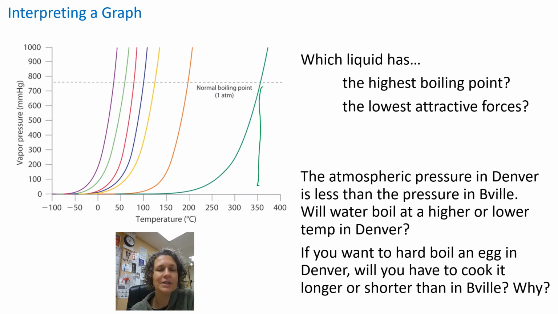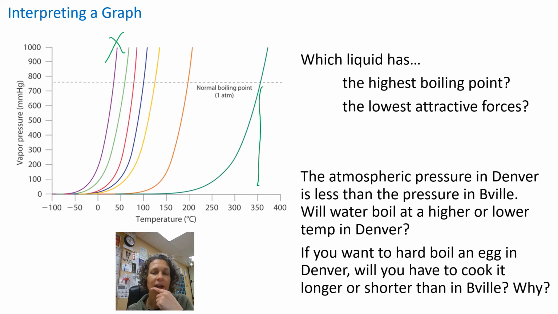I don't know what they are, obviously. And then which one has the lowest attractive forces? Which one's going to boil the fastest or at the lowest temperature? Looks like that one is the purple line. So again, it's just kind of reading the graph. Okay, then a little question for you. So the atmospheric pressure in Denver is less than the pressure in Bartlesville.